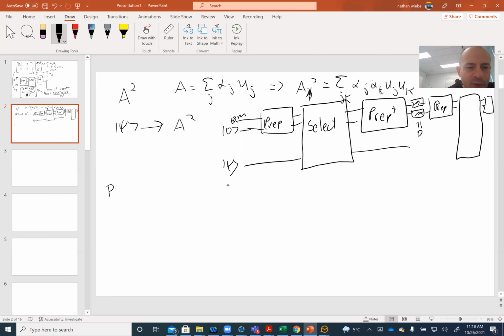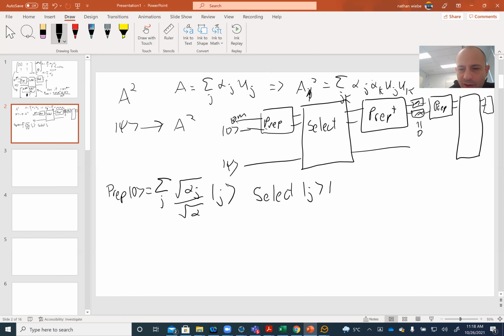And just to remind you, the definition of prep acting on 0: prep is the circuit that prepares the coefficients for the sum of unitaries. It produces square root of alpha_j over alpha, and select acting on j and psi ends up providing us the individual unitaries that we have in the decomposition. So this will give us U_j psi. All right, so this is the decomposition for it.